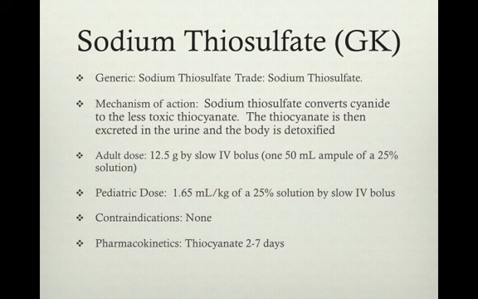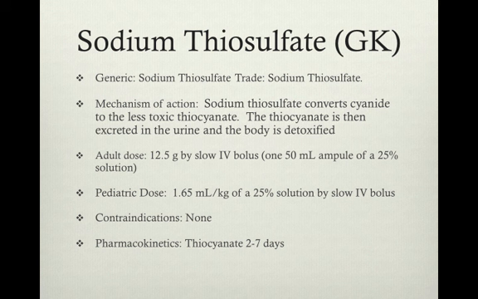eliminate. Adult dose on this, 12.5 grams by slow IV bolus, 50 mL ampule of a 25% solution. Pediatric dose, 1.65 mLs per kilogram of a 25% solution by slow IV bolus. Contraindications are none. Pharmacokinetics, thiocyanate in 2 to 7 days. Whew, lots of big words.